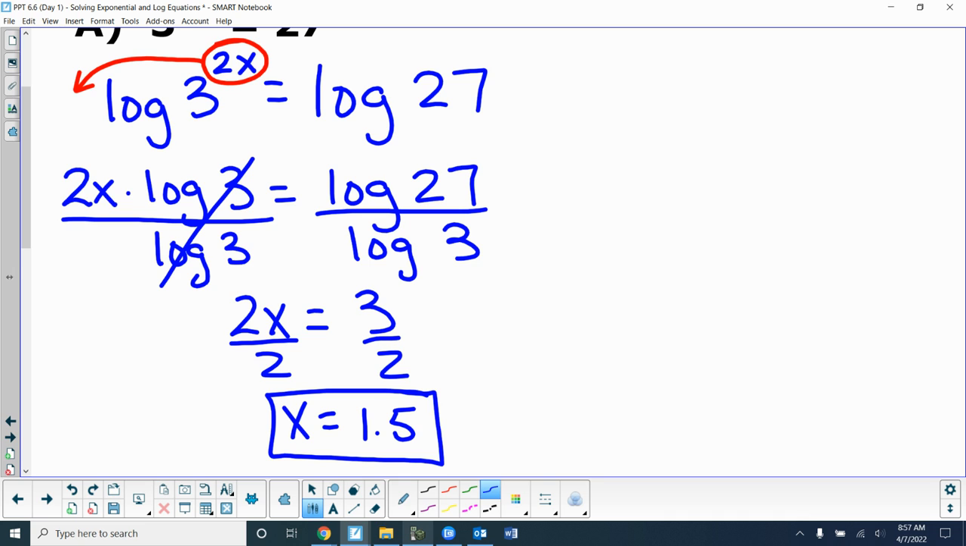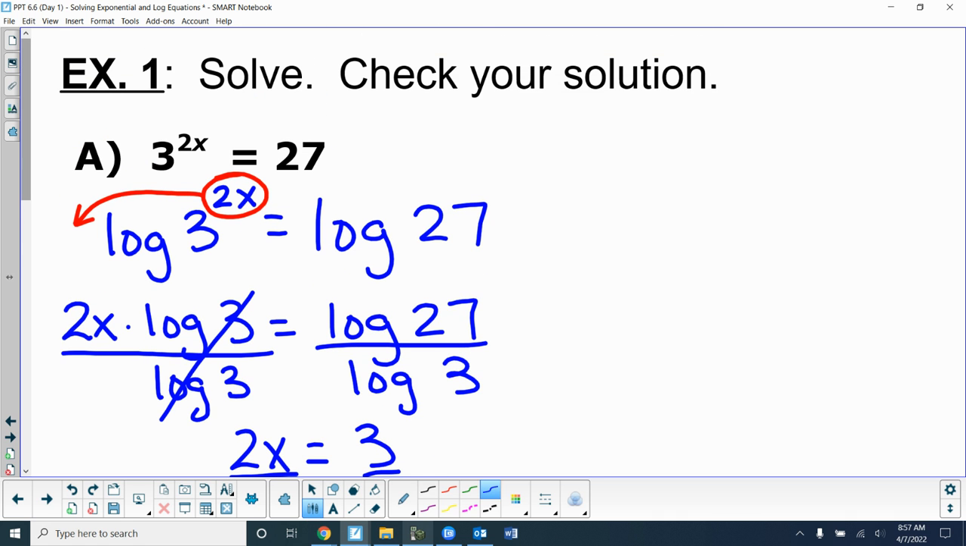What's 2 times 1.5? 3. And what's 3 to the third? 27, right? 3 times 3 is 9, times 3 is 27. So we got the right answer. So the way we're going to solve exponentials is take the log of both sides.